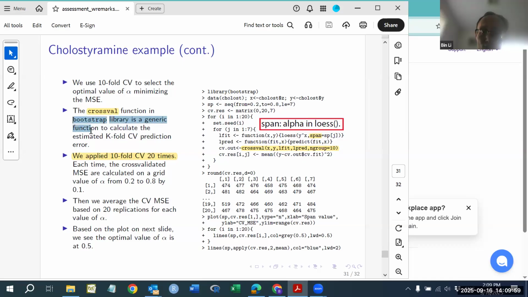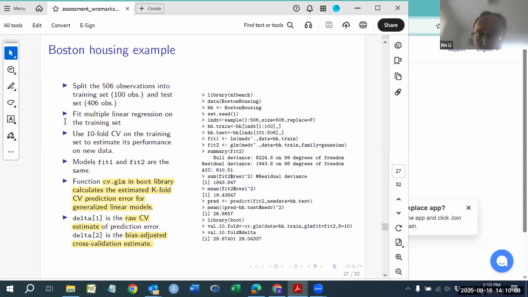This is a generic function to calculate k-fold. You may ask, why do we need another one? The reason is that the one we used here, cv.glm, is only for the generalized linear model. You may ask, what is a generalized linear model? We will talk about that in about 10 minutes, right after this. It is only a group of models called generalized linear models.